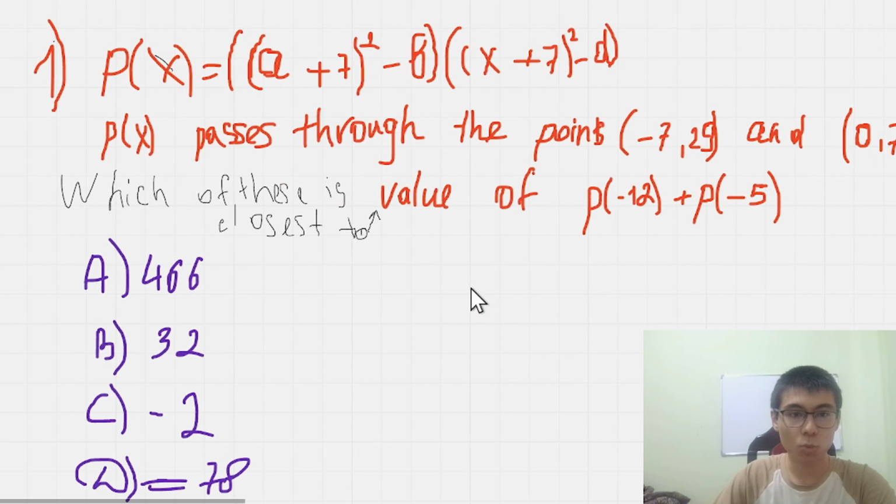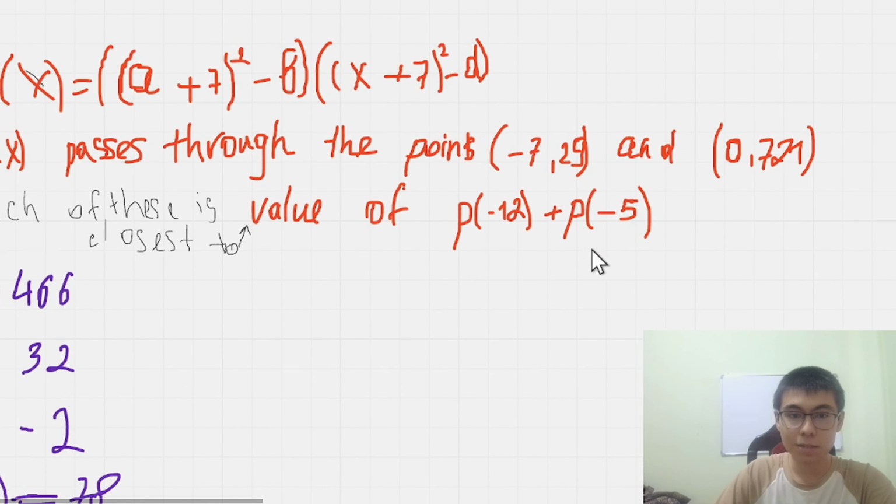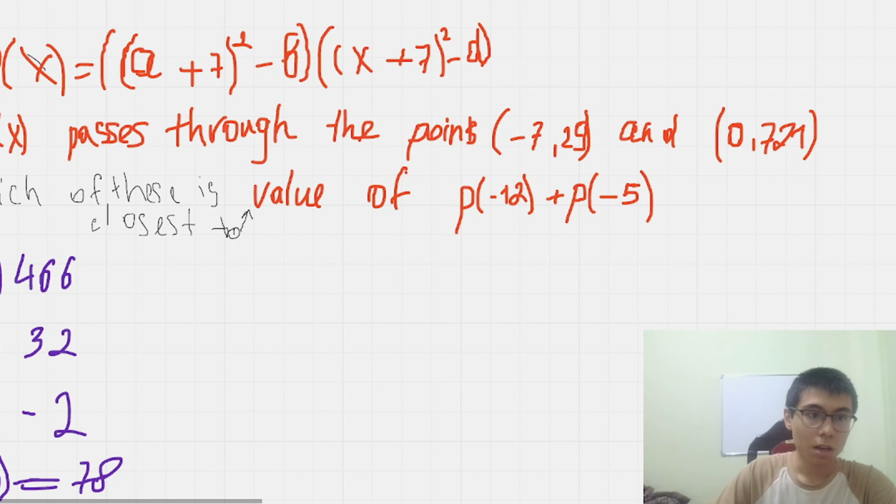So question number 1. Here we have p of x, and here we have an equation, and it passes through the points minus 7, 29 and 0, 721. Which of these is closest to the value of p of minus 12 plus p of minus 5? In this case, I will first put these numbers here. So here we have x is minus 7, and y is 29.